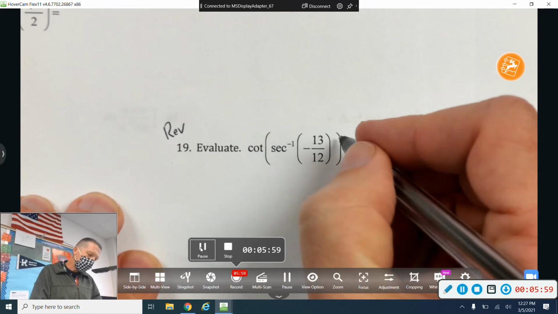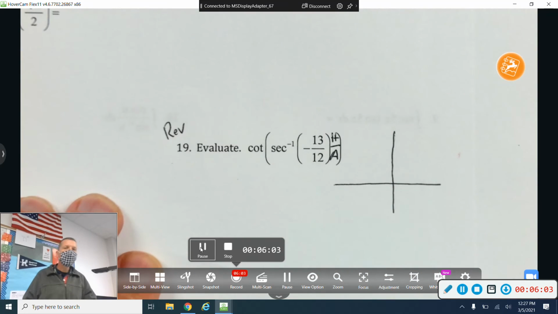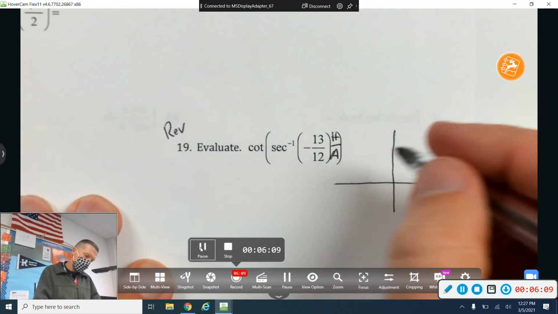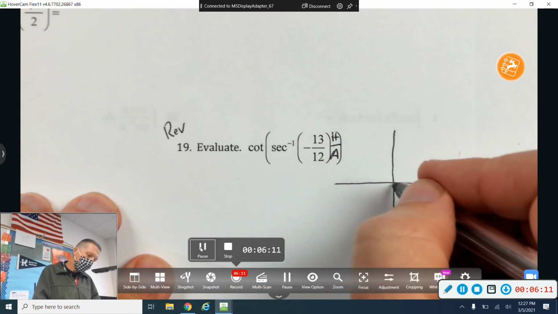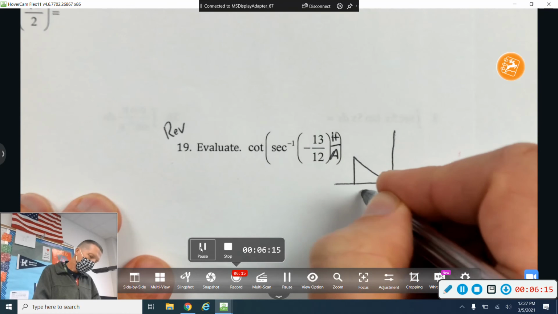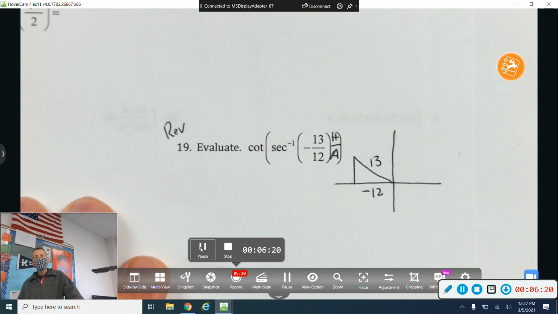So secant is hypotenuse over adjacent, because it goes with cosine. So hypotenuse is always positive. Adjacent's negative 12. So that puts me into the second quadrant, the negative adjacent. This looks like a 5, 12, 13 triangle.